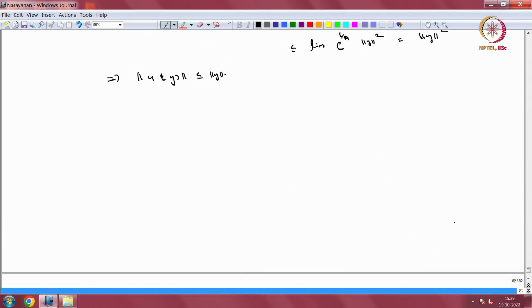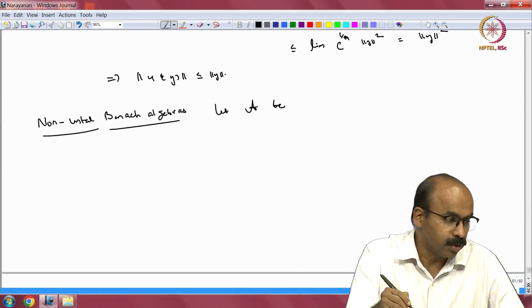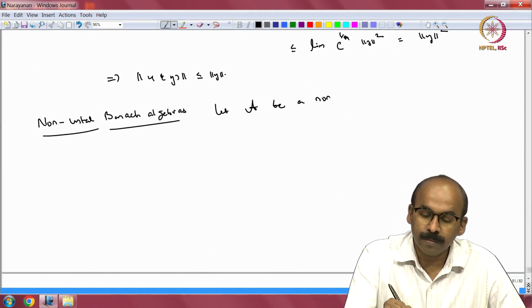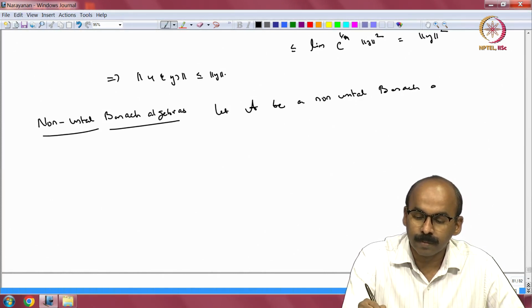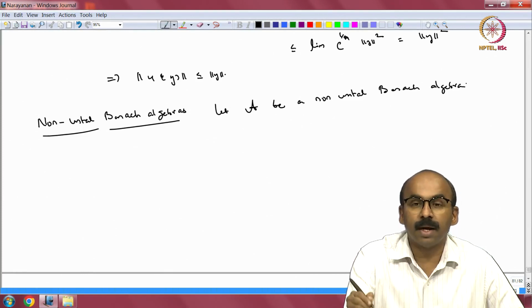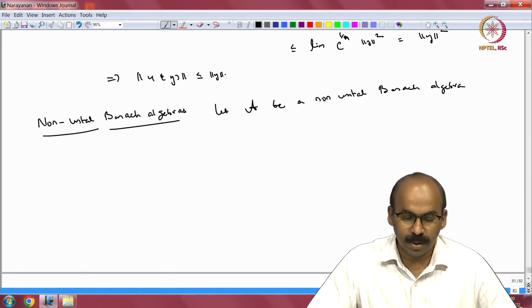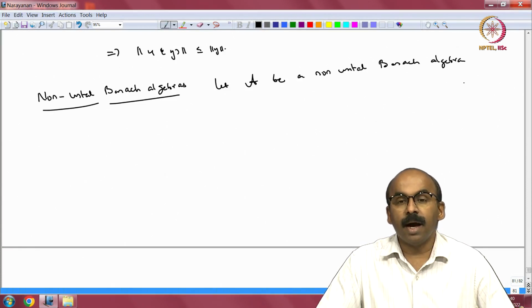Okay. So, now let us move on to the next topic. So, this is non-unital Banach algebras. Let A be a non-unital Banach algebra, non-unital meaning there is no identity, right. We will see how it is for C star algebras as well. Okay. So, right now we will stick to Banach algebras. We will attach identity to it.